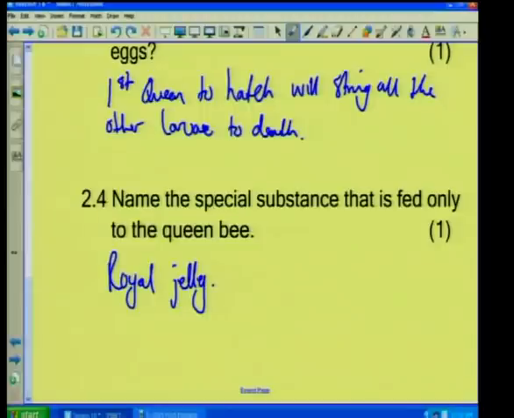Now, if I was setting a question on castes, I would, for example, say tabulate the difference between a social grouping of a herd, a social grouping of a pack, a social grouping of insects, specifically bees. You could be asked to do a comparison between the drone, the worker bee, and the queen. They are going to ask you something on social organization. Please be ready for a question on it.